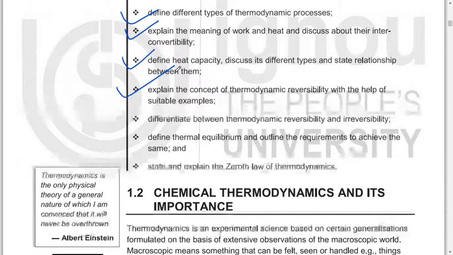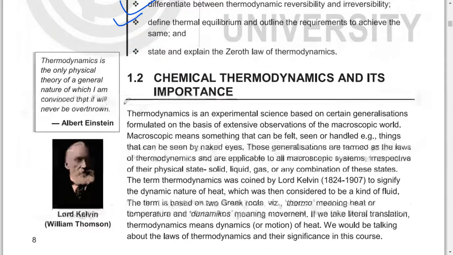explain the concept of thermodynamic reversibility with the help of suitable examples, differentiate between thermodynamic reversibility and irreversibility, define thermal equilibrium and outline the requirements to achieve the same, and state and explain the zeroth law of thermodynamics.